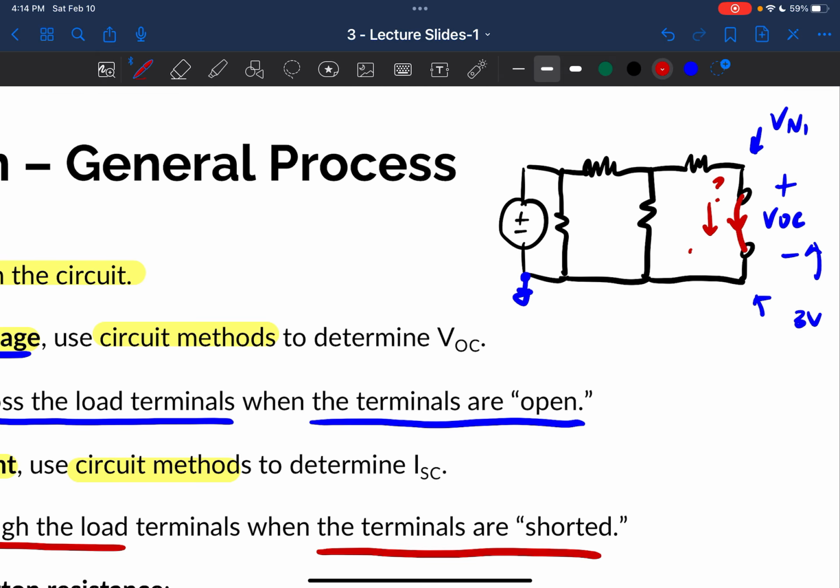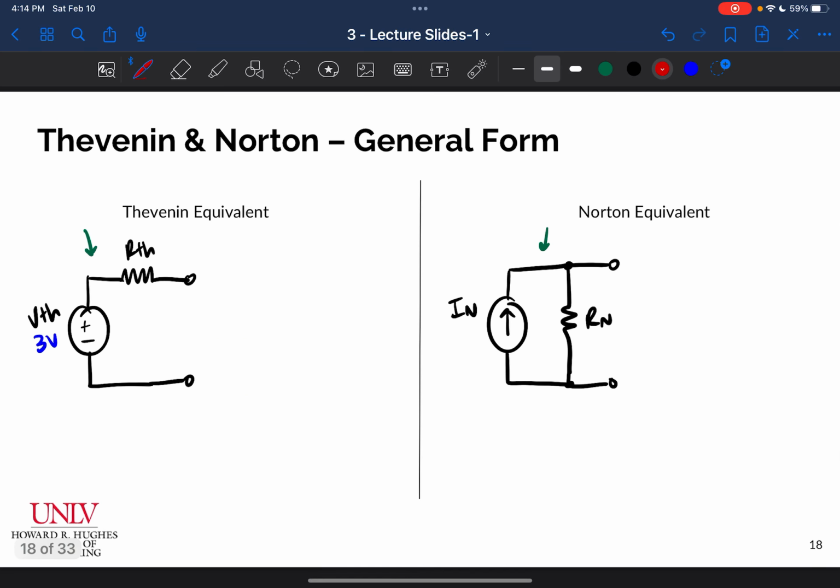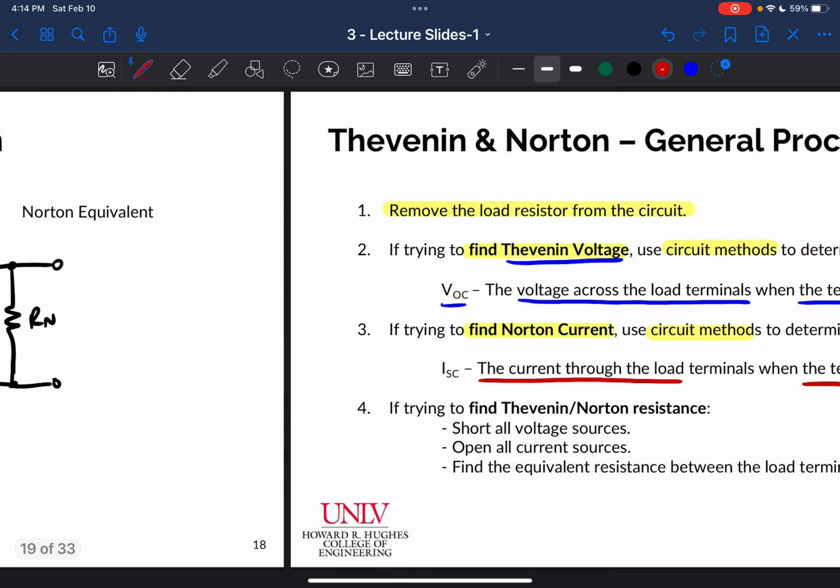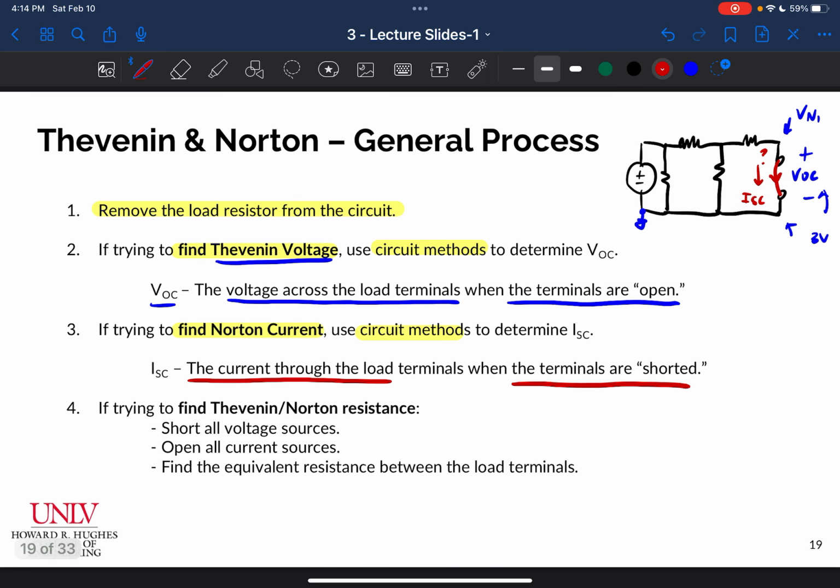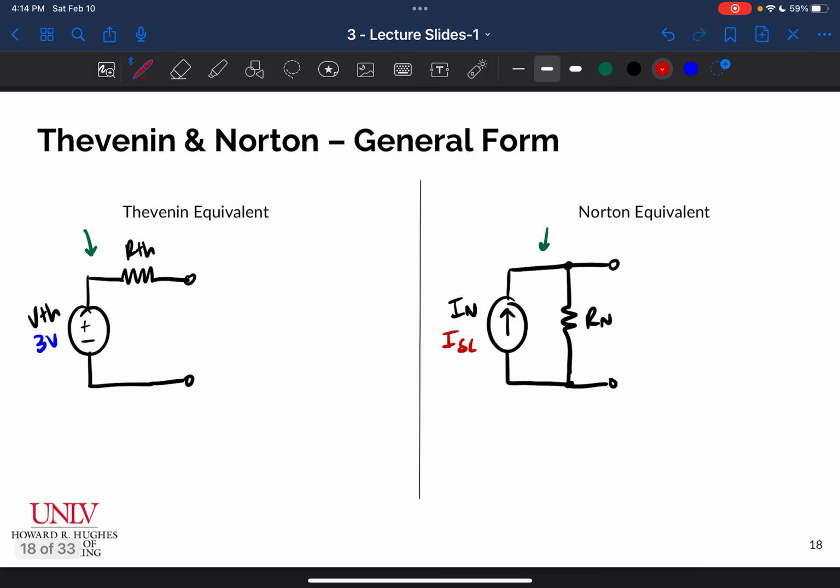And that is called my short circuit current, and that current is equal to my Norton current. So if I went over here and solved for the current and got 2 milliamps for I short circuit, then I would come right over here and my Norton current would be 2 milliamps. Basically this would become a 2 milliamp current source.